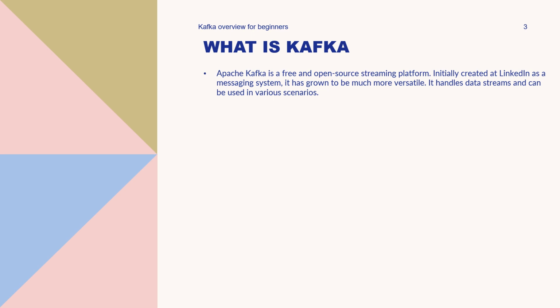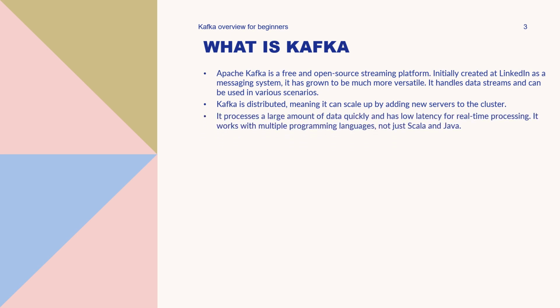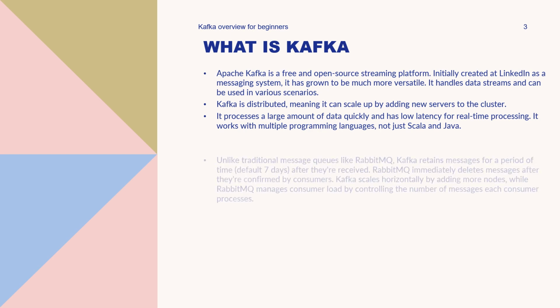Initially created at LinkedIn as a messaging system, it has grown to be much more versatile. It handles data streams and can be used in various scenarios. Kafka is distributed, meaning it scales up by adding new servers to the cluster. It processes large amounts of data quickly with low latency for real-time processing. It works with multiple programming languages, not just Scala and Java.